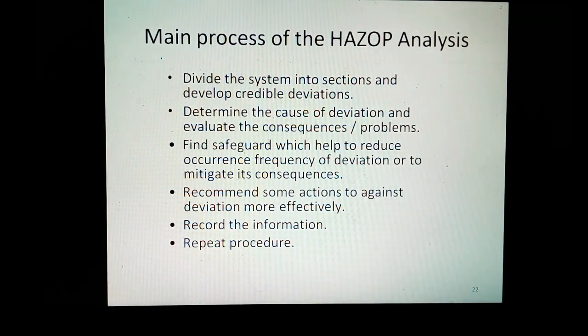Main process of the HAZOP analysis. Divide the system into sections and develop credible deviations. Determine the cause of the deviation and evaluate the consequences and problems. Find the safeguards which help to reduce the occurrence frequency of the deviation or to mitigate its consequences. Recommend some actions to guard against the deviation more effectively. Record the information. Repeat procedure.